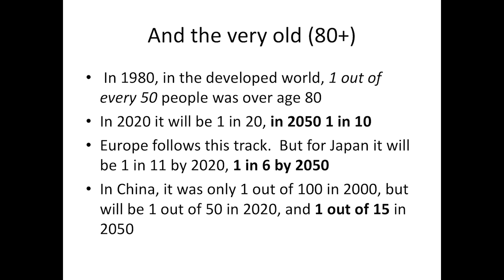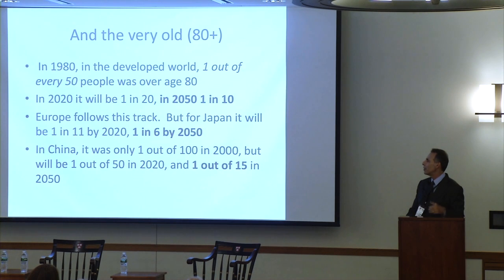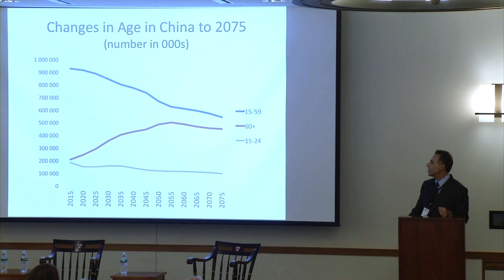For Japan, the proportions are changing even faster. By 2020, 1 in 11 will be over 80, and by 2050, it will be almost 1 in 6. That's not 1 in 6 over 60, that's 1 in 6 over 80. And about over 1/3 of the population will be over 60. China is changing fastest of all. In China, only 1 out of 100 people were over 80 at the beginning of the century, but it will double to 1 out of 50 by 2020, and will be 1 out of 15 by mid-century.